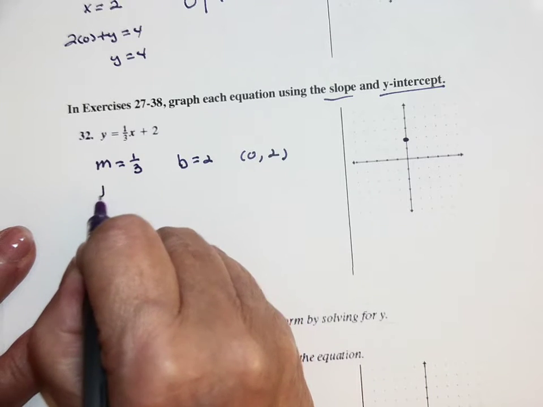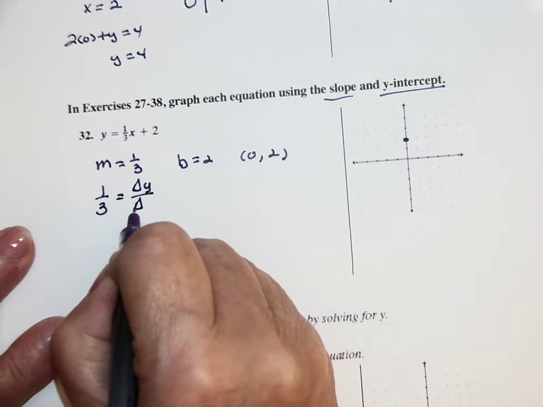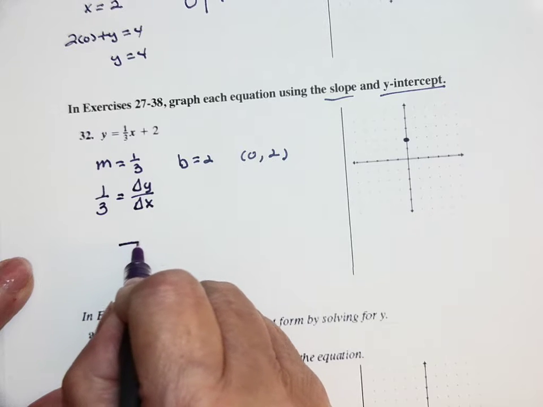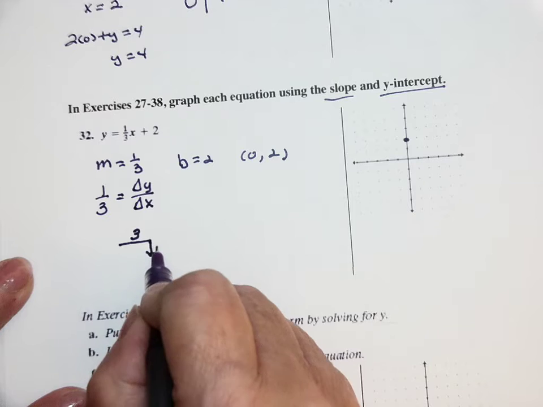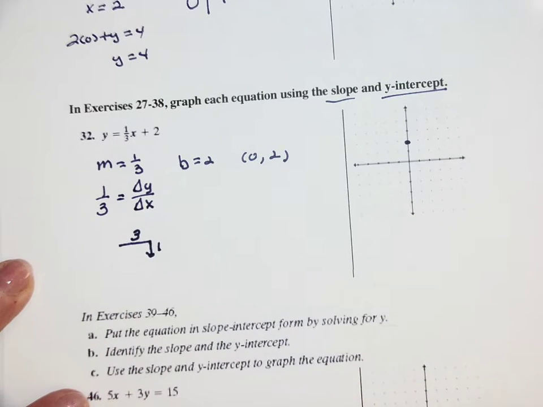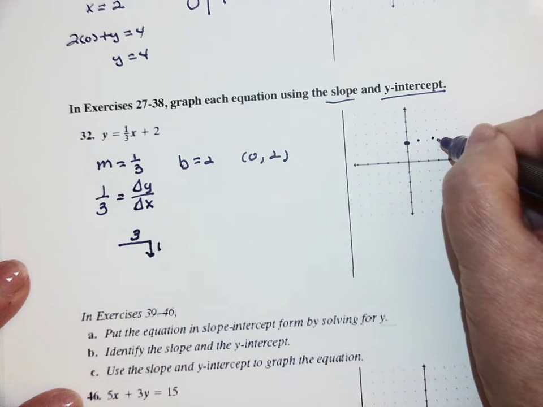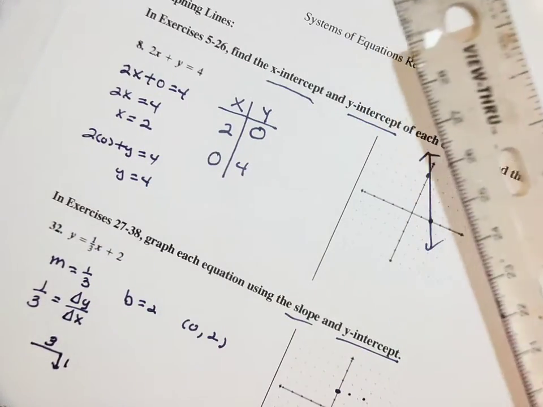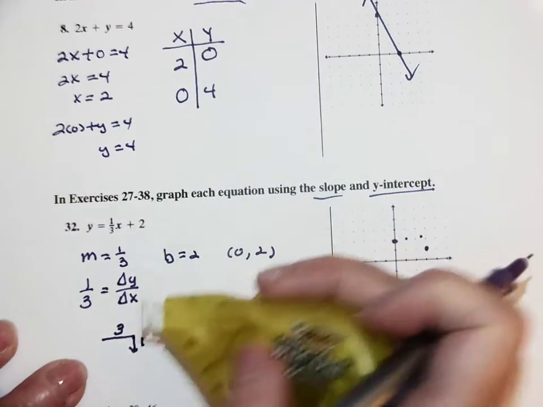Well, remember, 1/3 is the change in y over the change in x. So that means that you migrate over 3 units on x and down 1 unit on y to get another point on the line. So 1, 2, 3, 1. And there's my second point. And something's wrong. Yep, wrong direction. Sorry about that.